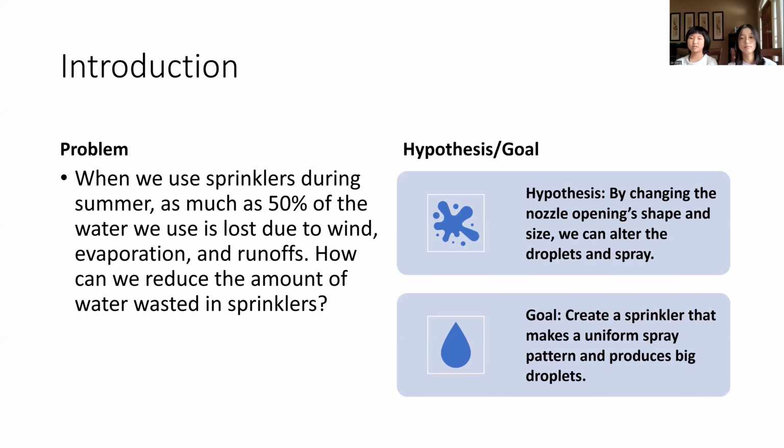Our hypothesis is by changing the nozzle's opening's shape and size, we can alter the droplets and spread. Our engineering goal is to create a sprinkler that makes a uniform spray pattern and produces big droplets.